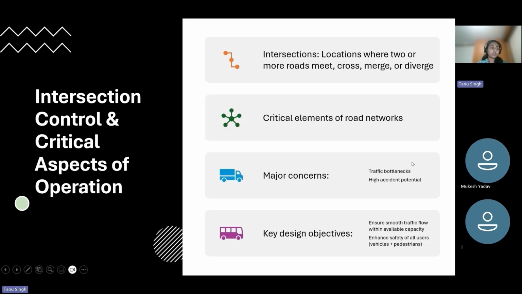Then another major aspect is safety. Since a large number of vehicles are traversing the intersection, there is a high chance of accidents at the intersection. Not only vehicles but also pedestrians and cyclists use intersections heavily. So as a traffic engineer, our objectives are, firstly, to ensure smooth traffic flow within the available capacity, and second, to enhance safety for all road users, including vehicle users as well as pedestrians.